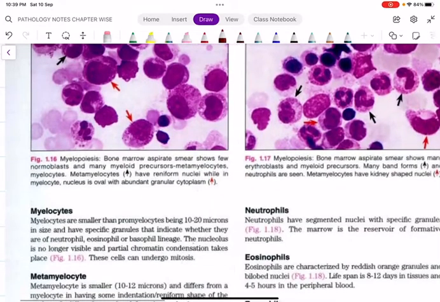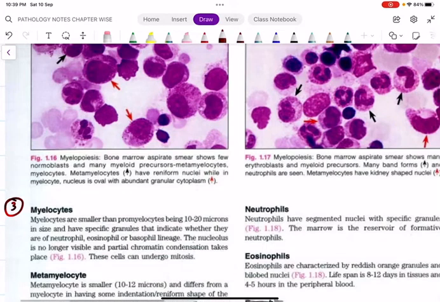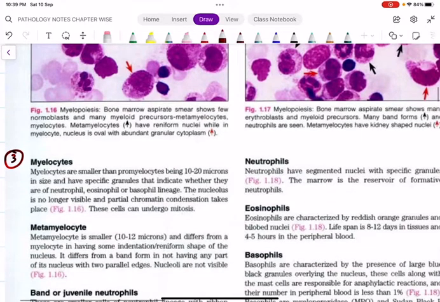Then after promyelocyte, stage 3 is myelocytes. So what is special about myelocytes? Remember, the nucleolus is not visible in myelocyte. That is a single point you have to remember. In the myeloblast as well as in the promyelocyte, the nucleolus is visible, whereas the nucleolus is no longer visible in the myelocyte.